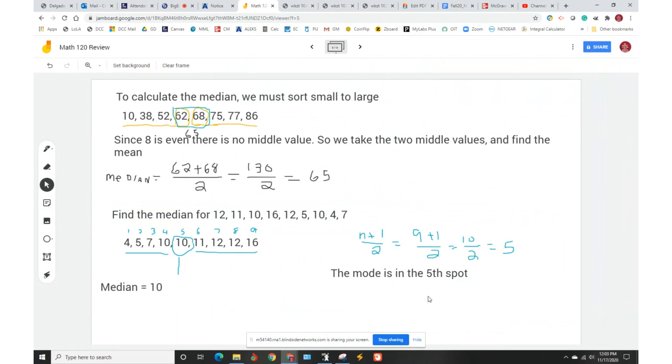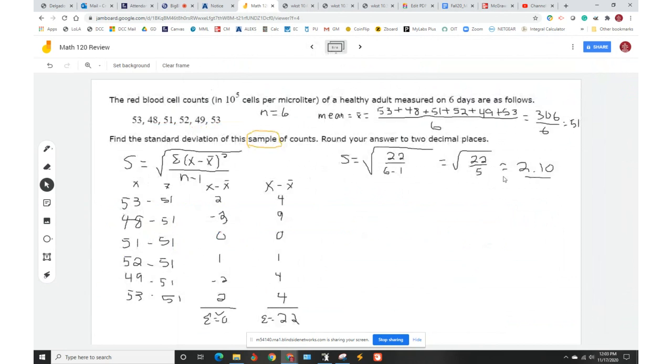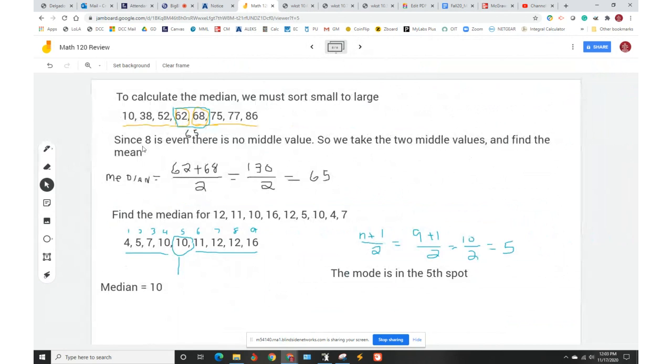And the problem is if you use this formula on the even one, when it's even, you would get 8 plus 1, which would be 9. 9 divided by 2 is 4.5. There is no 4.5 position, so it's kind of misleading if you use that.